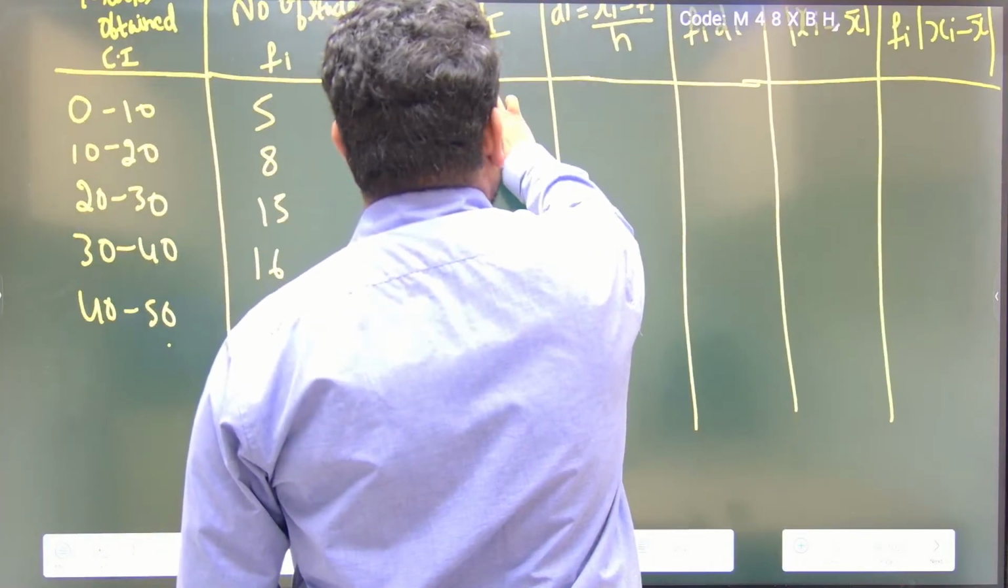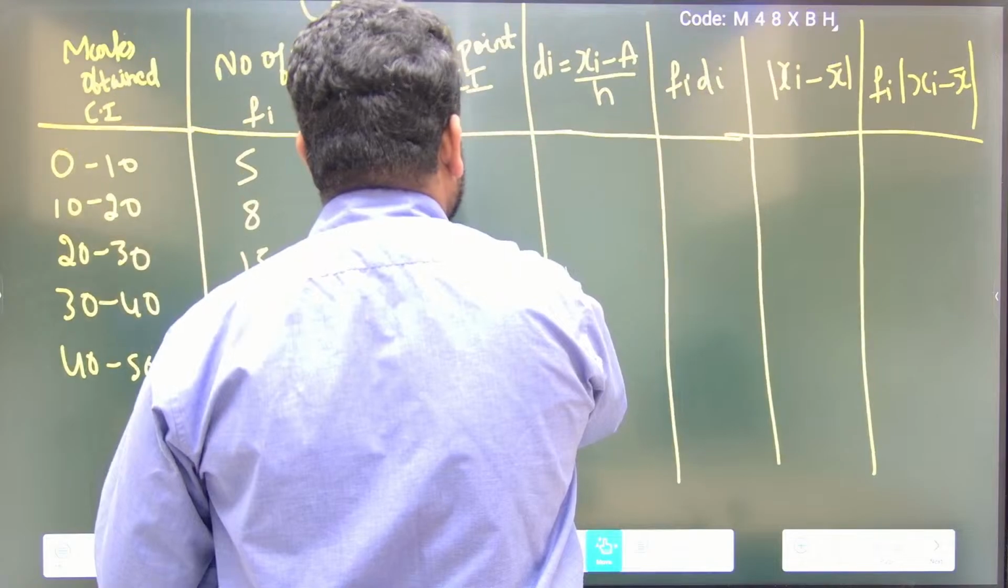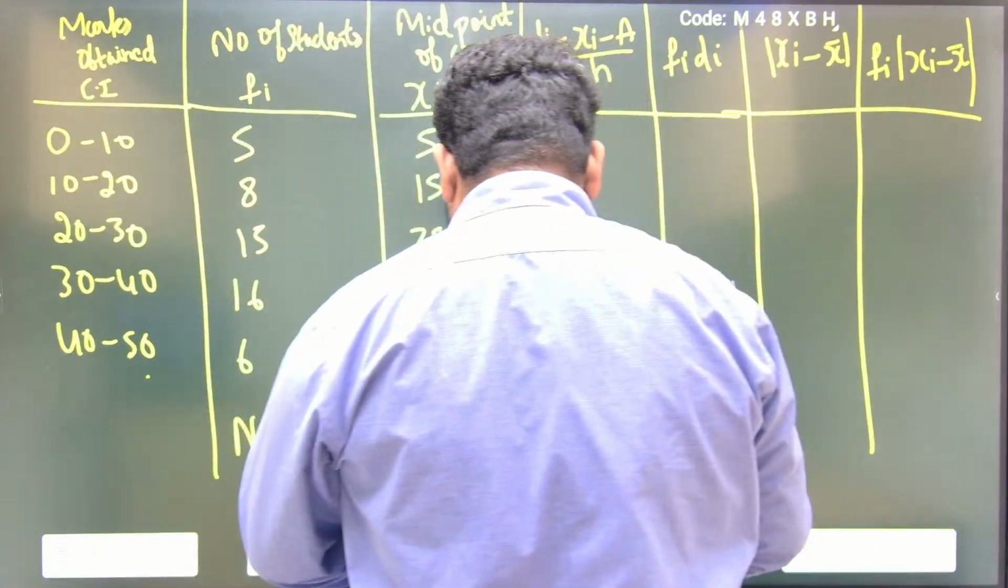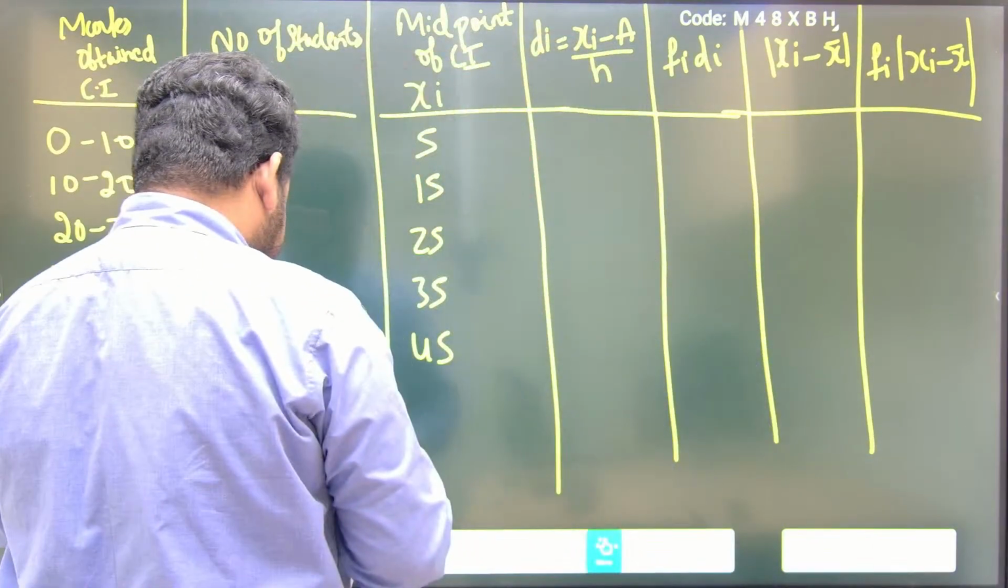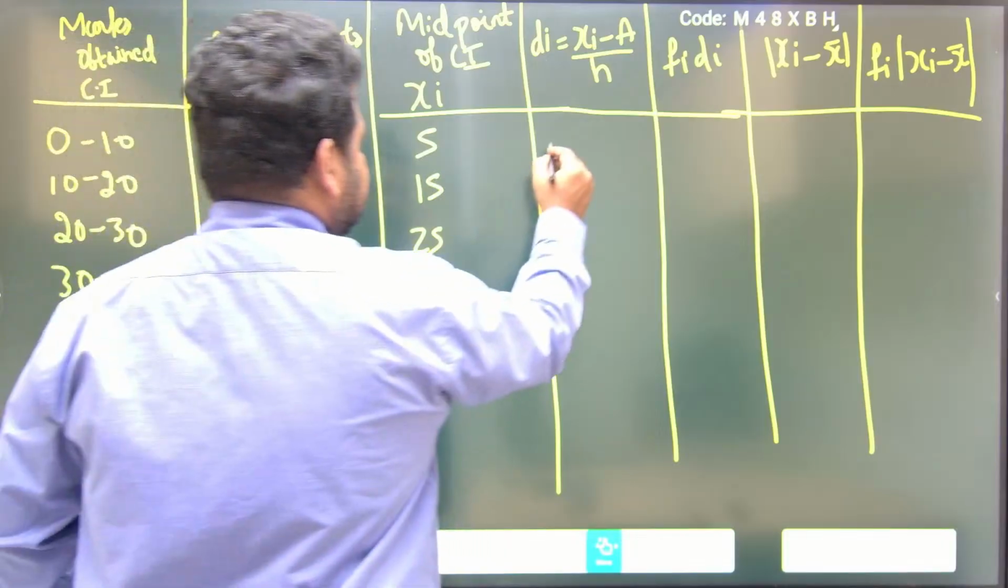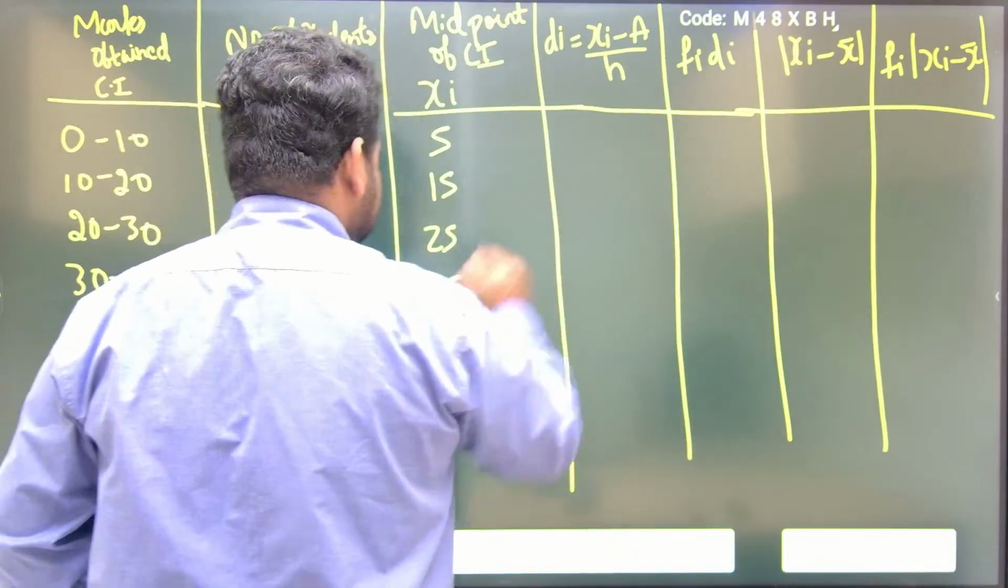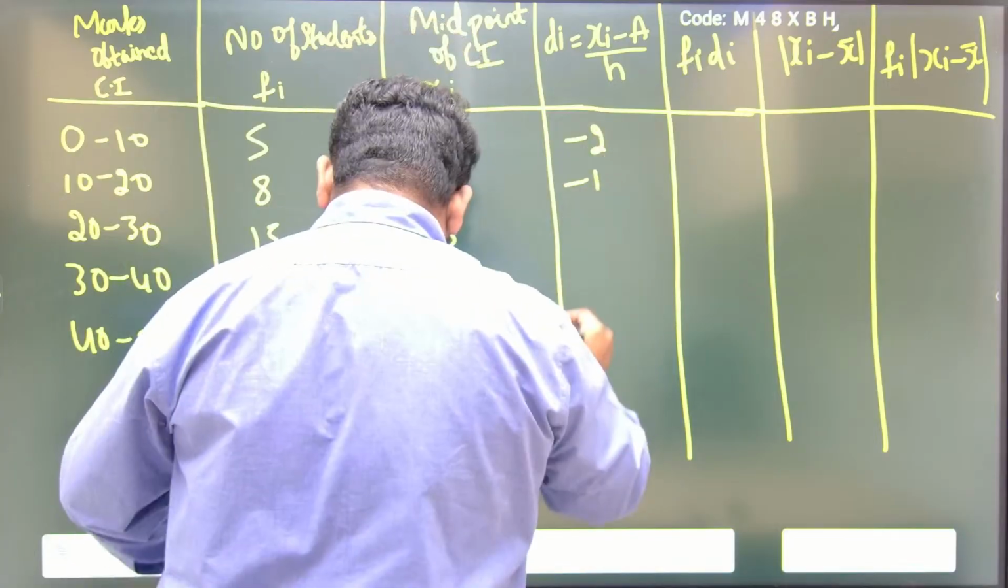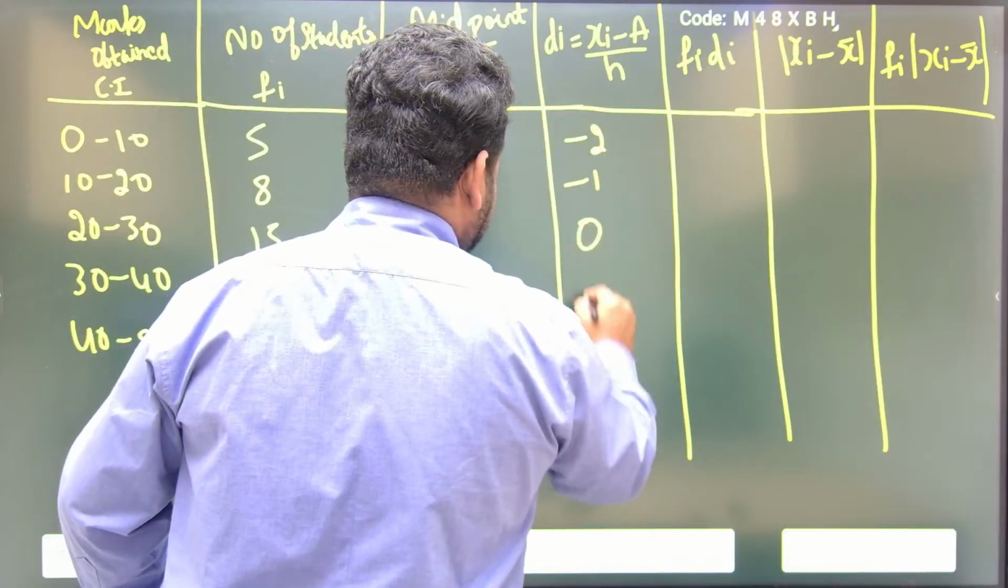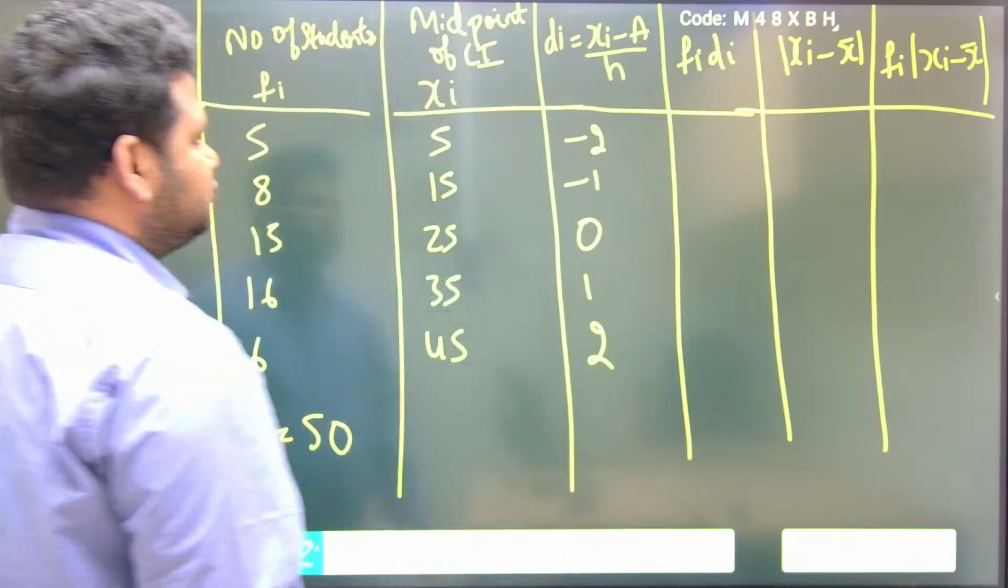This deviation di is nothing but Xi minus A by H. If you fill the table, we will get minus 2, minus 1, this will be 0, then 1 and 2. So we got this one.